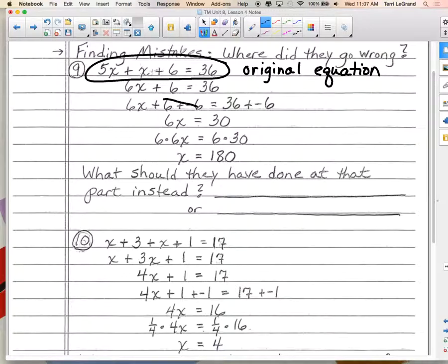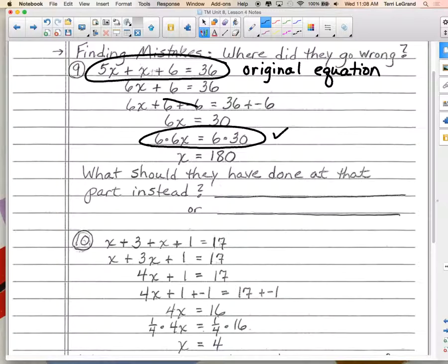So what, 6x equals 30. What would we do? Would we take both sides times 6? No, what would we have done? Oh, they shouldn't have multiplied. So let's circle that right here. And here's where their mistake is. That's wrong. Don't do that. So what should they have done instead? What did you just say?